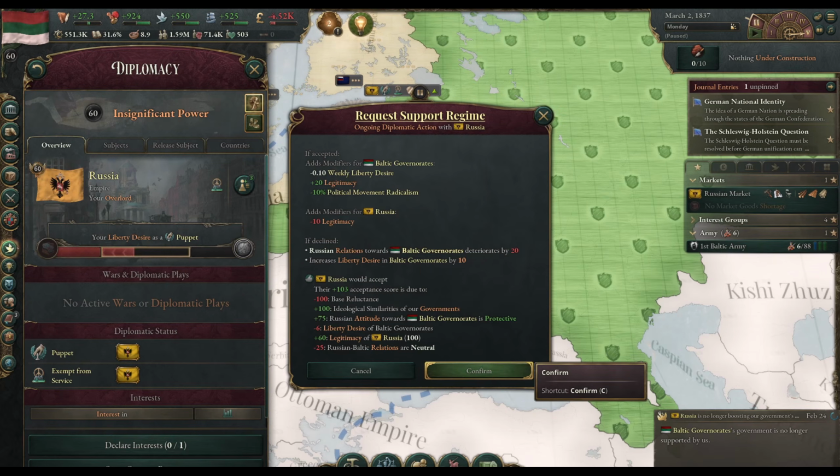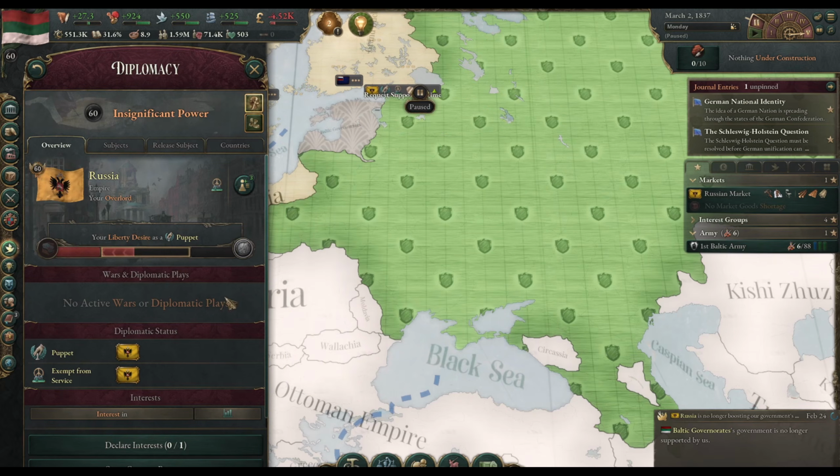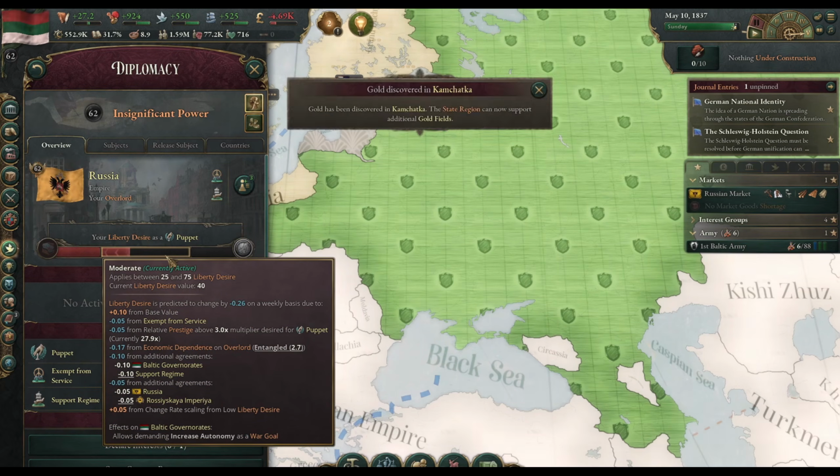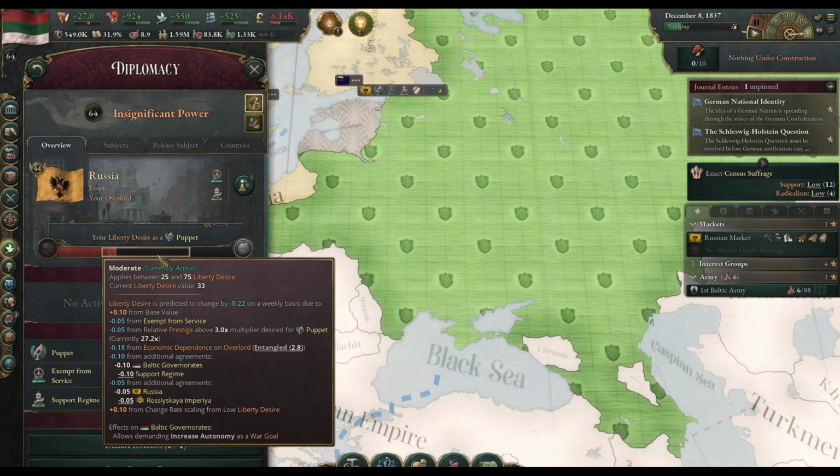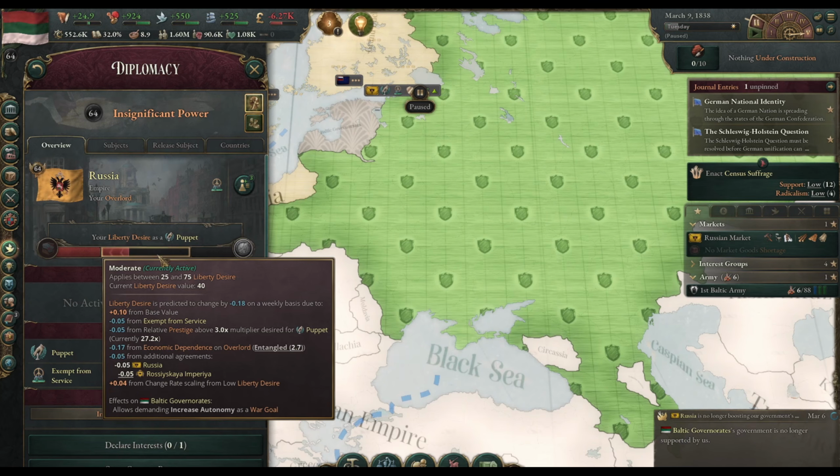Get a landowner government and ask for regime support. Russia accepted and we wait about 14 months. And I change the government back to the intelligentsia in between. This time, Russia broke the pact after 1 year and 1 week. We could repeat that as long as we can form a government which Russia dislikes enough. Netting a little over 4 liberty desire in about 14 months gives us 16 liberty desire in about 4.5 years.